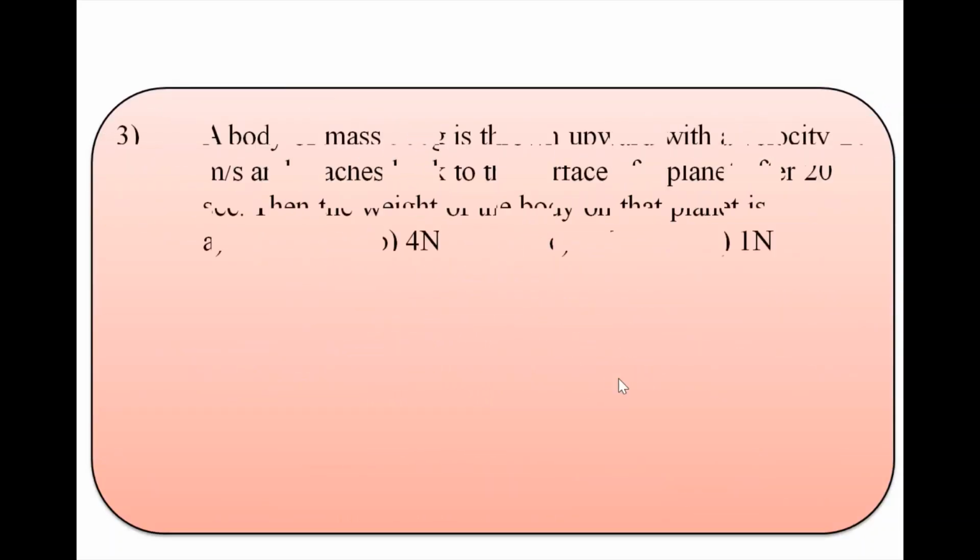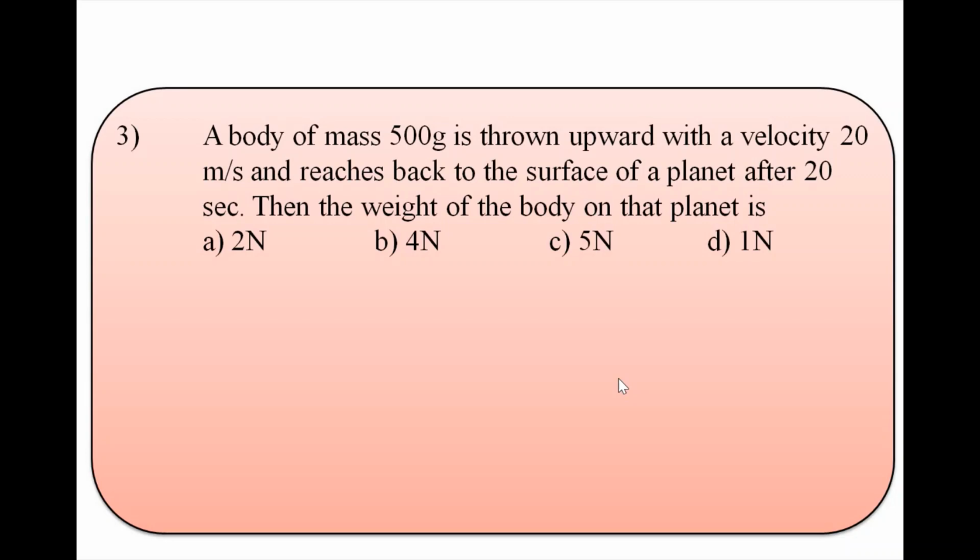Let's see the next objective. A body of mass 500 gram is thrown upward with a velocity 20 meter per second and reaches back to the surface of a planet after 20 seconds. Then the weight of the body on that planet is: option A is 2 Newton, option B is 4 Newton, option C is 5 Newton and option D is 1 Newton. So let's see the solution.